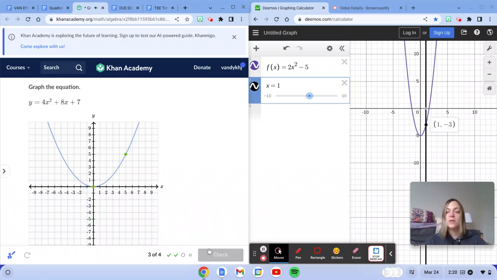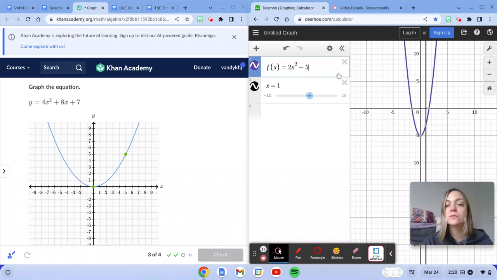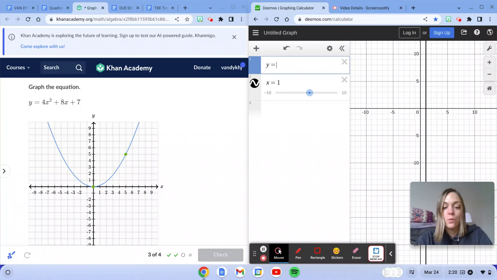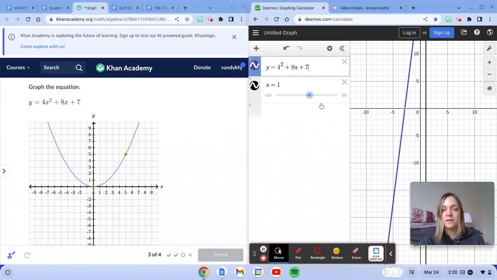If you're good to go, you can stop now and do the activity. If you want to see one more, we will do one more. Y equals 4x squared plus 8x plus 7.